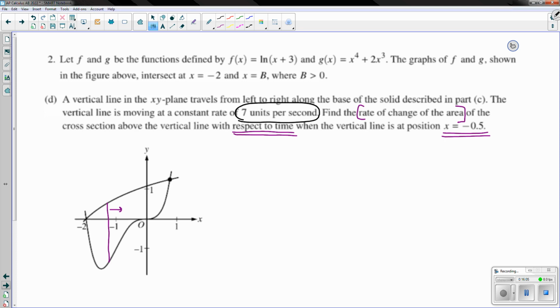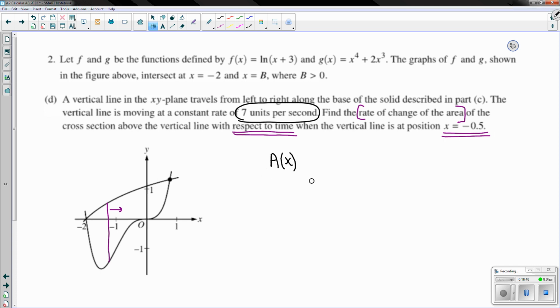One, area is defined by position. So we determine the area of the cross section depending on where we are positionally in the XY plane. But as stated in the second sentence, the position of this line that represents the base or the side of our cross section is changing with respect to time. So we have to differentiate this area formula that's defined by position with respect to time.